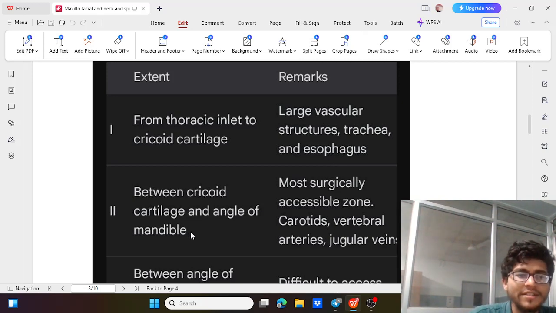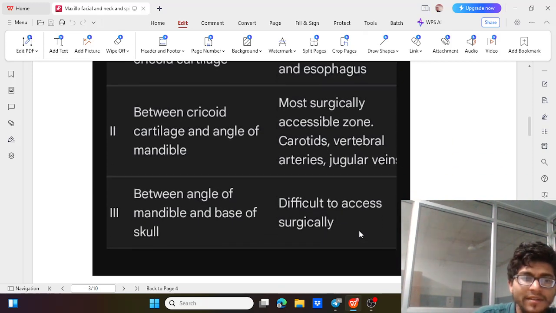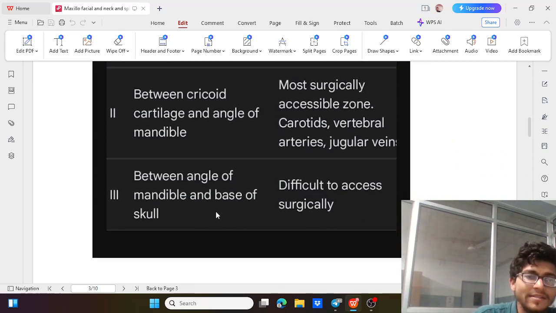Then cricoid cartilage to angle of mandible, that is the second one, where there is most surgically open area, that is the carotid, vertebral arteries and the jugular veins. Then lastly, the third one, between the angle of mandible and base of skull, is a difficult surgical access and has vital structures, the nerves, muscles and the vessels.